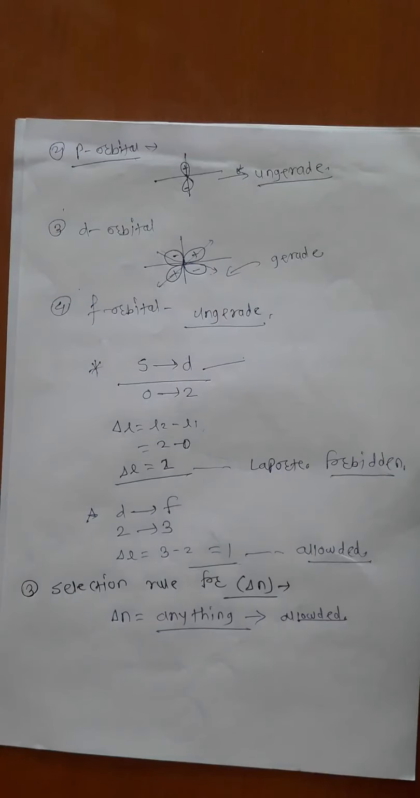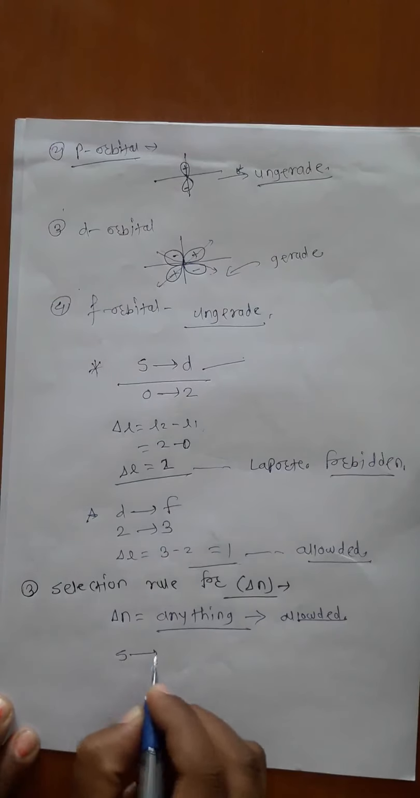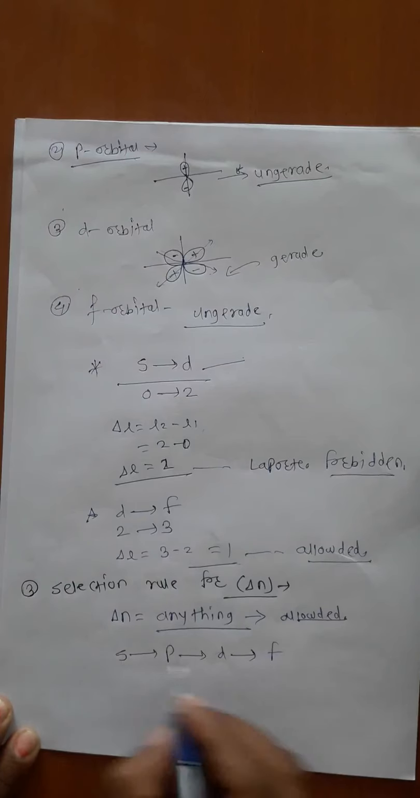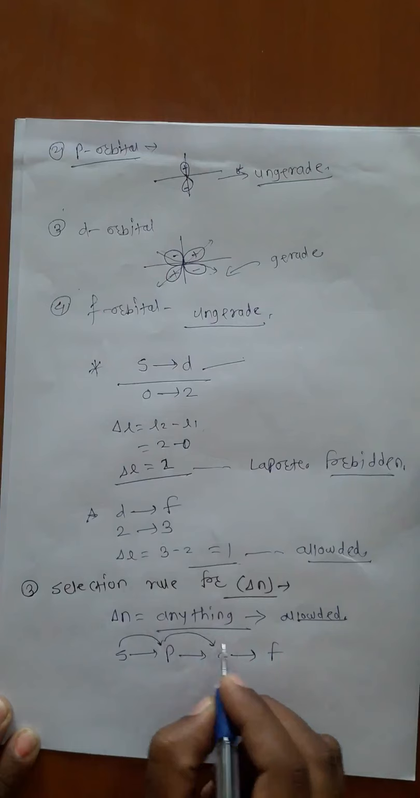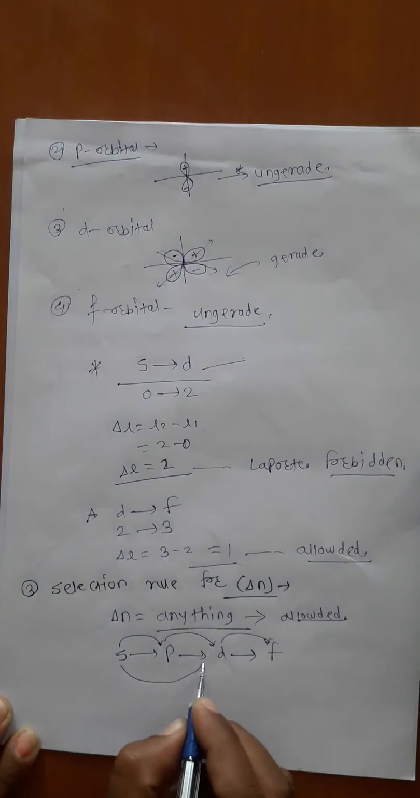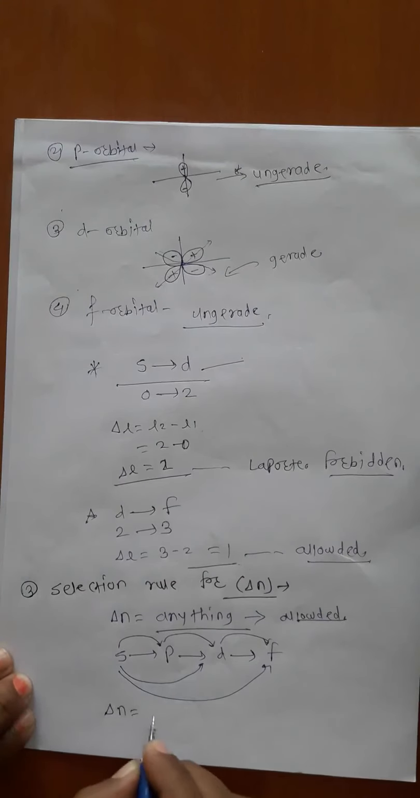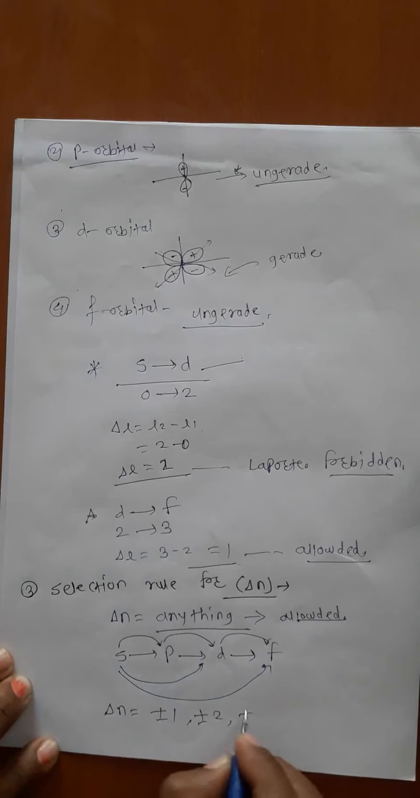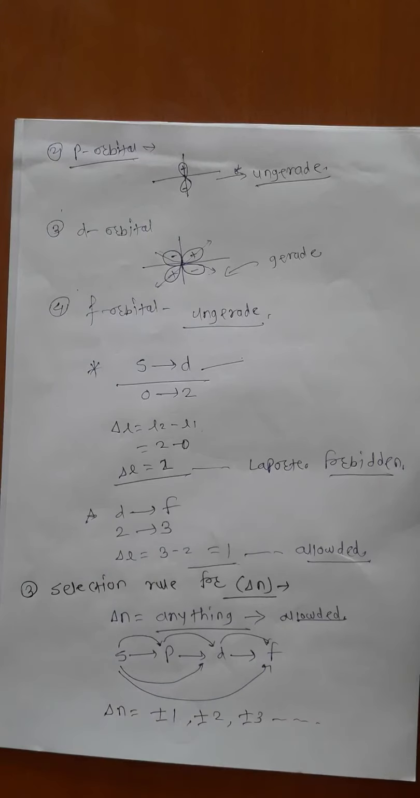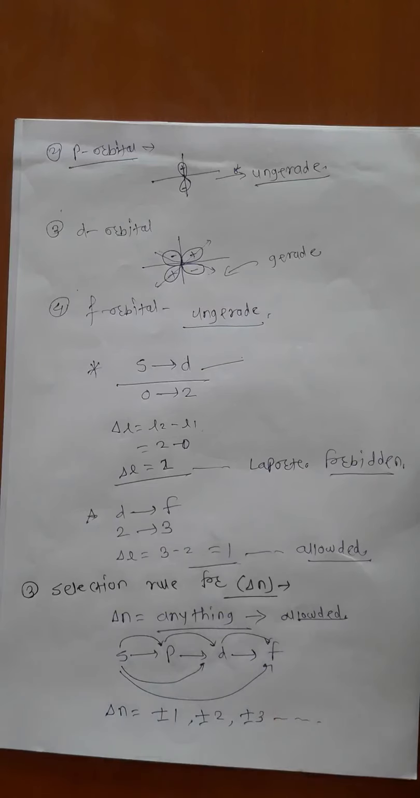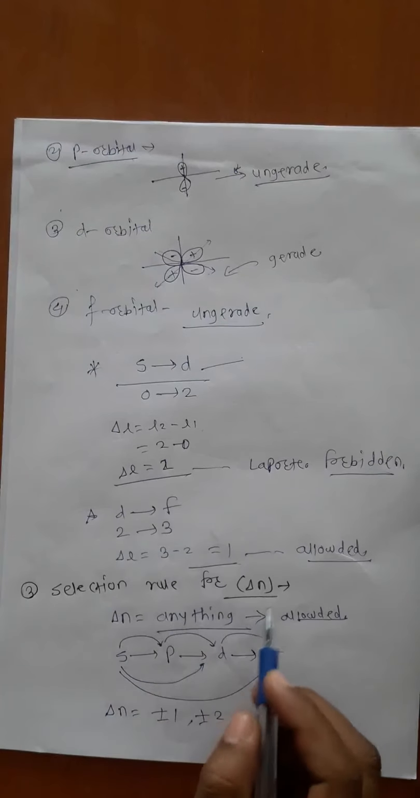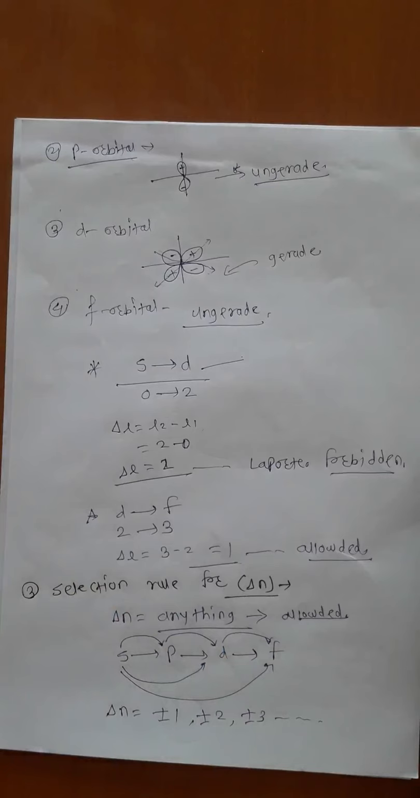This transition is allowed. Means your electron will transit from S state to P state, P to D, D to F, S to D, S to F. Whatever the value of delta n, delta n is plus minus 1, plus minus 2, plus minus 3 and so on. Every transition is allowed. Okay, this will be the selection rule for delta n. Hope you understand what the selection rule is.